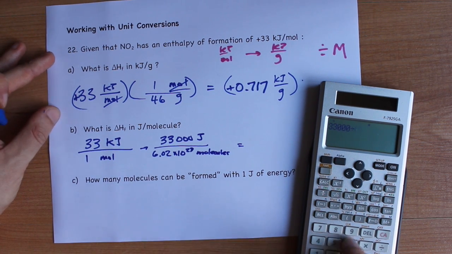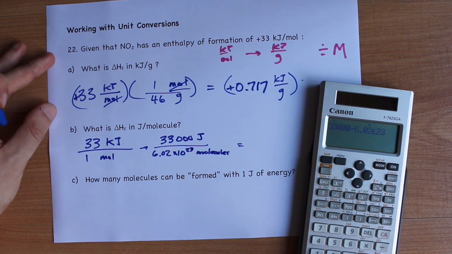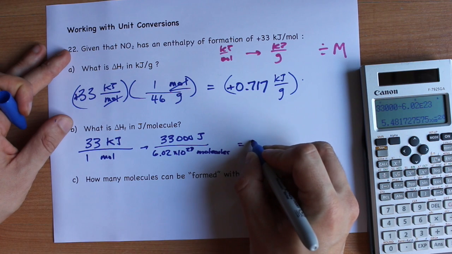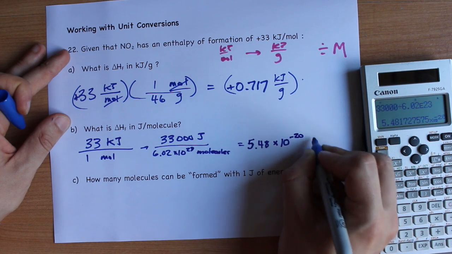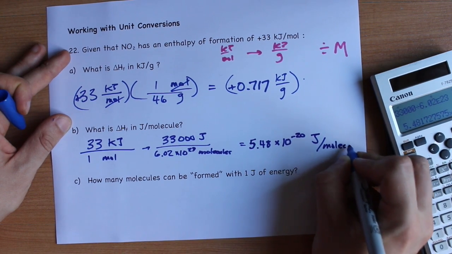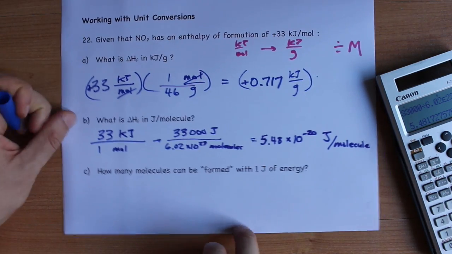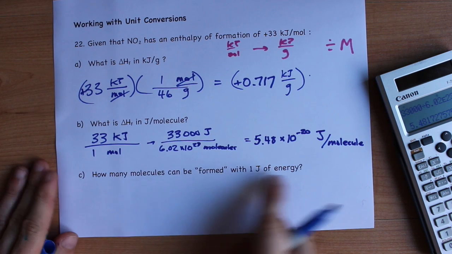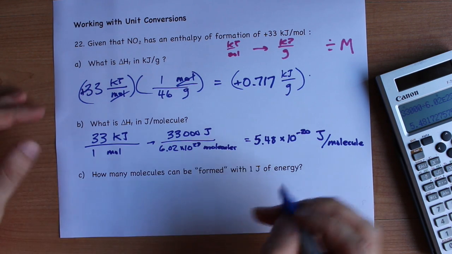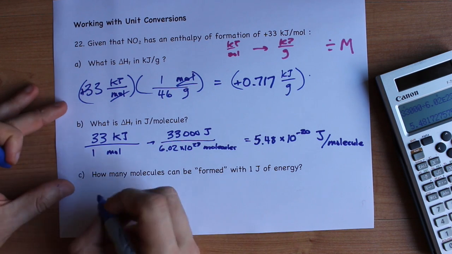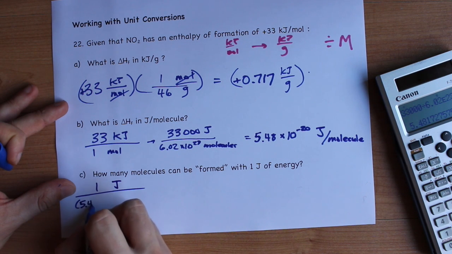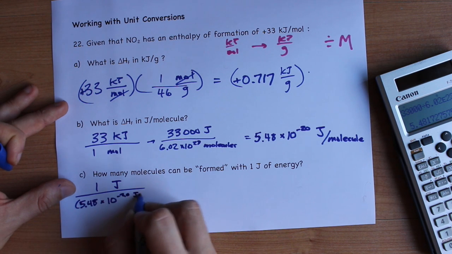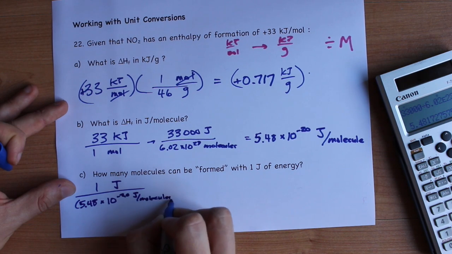33,000 joules divided by 6.02 times 10 to the 23 molecules means that we are requiring 5.48 times 10 to the negative 20 joules for every single molecule of NO2 that is formed. How many molecules can be formed with 1 joule of energy? Well, if each 1 molecule requires this much energy, I just need to break my full 1 joule up into tiny packets, each worth 5.48 times 10 to the negative 20 joules per molecule. You can probably see the units are going to work out here.